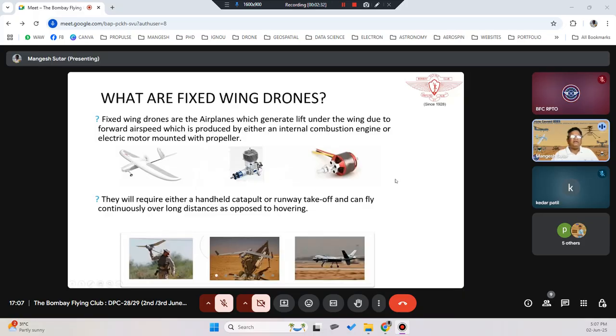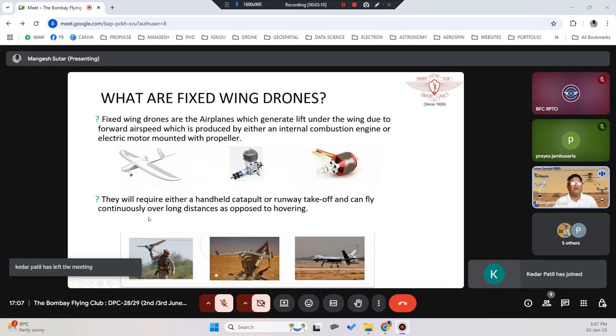They will require either a handheld catapult or runway takeoff and can fly continuously over long distances as opposed to hovering. So not like a normal rotorcraft, these drones will normally be catapulted, okay, handheld catapult, or there will be a mechanism to catapult. You would have seen in recent times in the war also these types of drones were used, right? The catapult drones, or even small drones which are used for surveillance can also be catapulted using the handheld. Okay, they can fly longer distances, continuously, but they cannot hover.